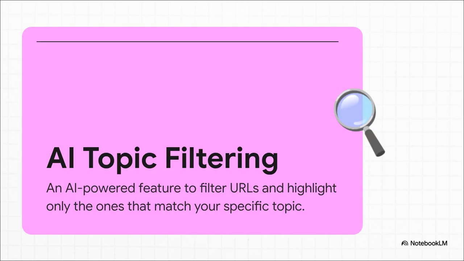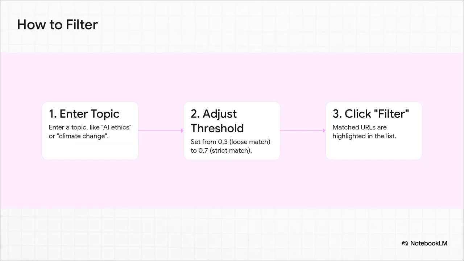And here is that shortcut, AI topic filtering. It's amazing. You just tell the extension what you're interested in, something like AI ethics, and it intelligently scans the content behind every single URL, highlighting only the pages that are a really strong match. The process itself is incredibly simple. You type in your topic, and then you adjust this thing called the threshold. Just think of it like the focus dial on a camera. A low setting, like 0.3, gives you a wider, more general view of related topics. A higher setting, like 0.7, really sharpens that focus to only the most direct hits. You set your focus, you click filter, and that's it.